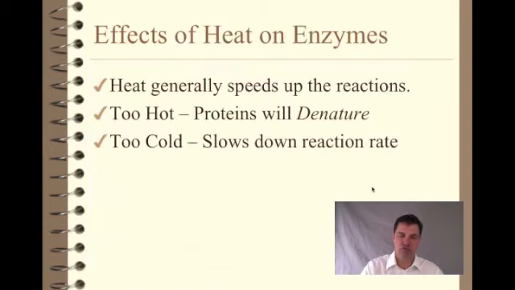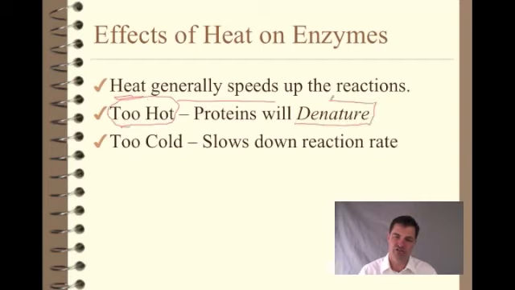A couple of general rules about how enzymes work. They generally will speed up chemical reactions if you heat them up, but if it gets too hot, proteins will denature. Denature is a term we use when a protein starts to unfold. So if you heat up proteins too hot, they'll start to unfold, they'll lose their shape, and once they lose their shape, they will no longer function because the active site won't be the same.